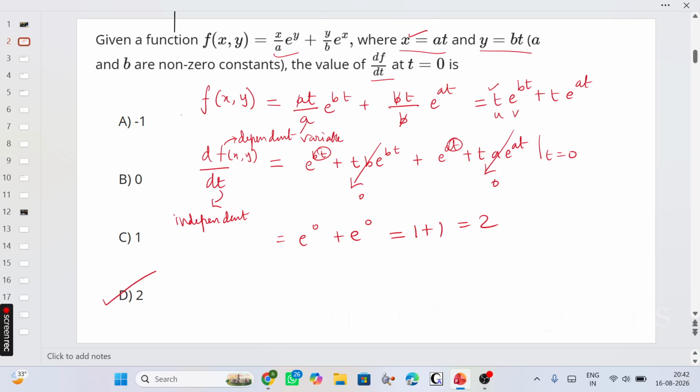This is a simple problem. Again it's an IIT JAM problem in differential equations.